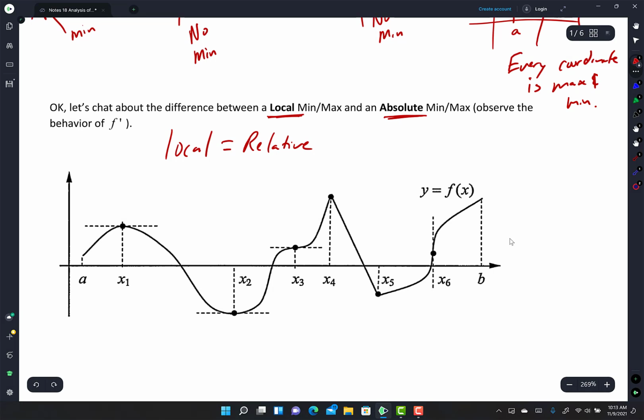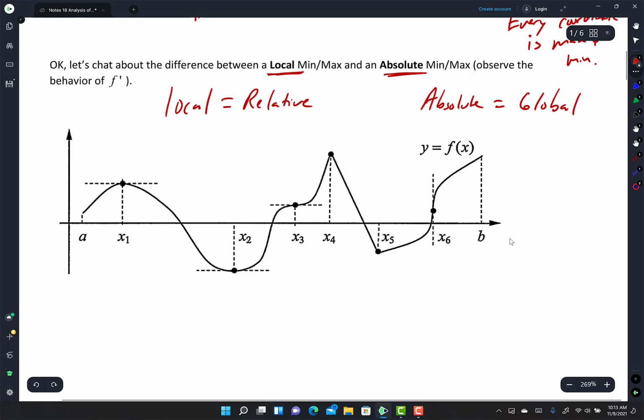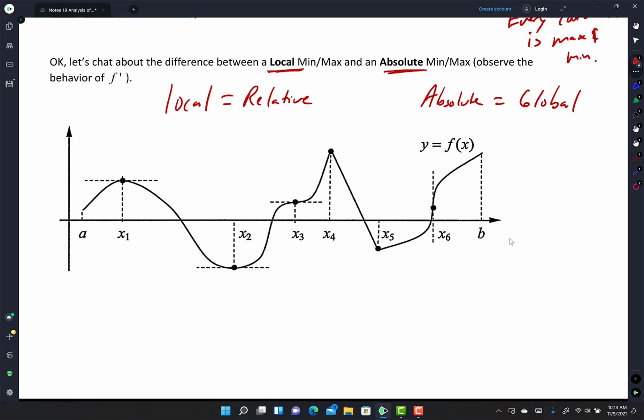Absolute is the same thing as saying global. What is your absolute max? That just means, what is the biggest max? What is the global max? Global means the whole world. Global and absolute mean the same thing. Local and relative mean the same thing. Are we clear? Okay.